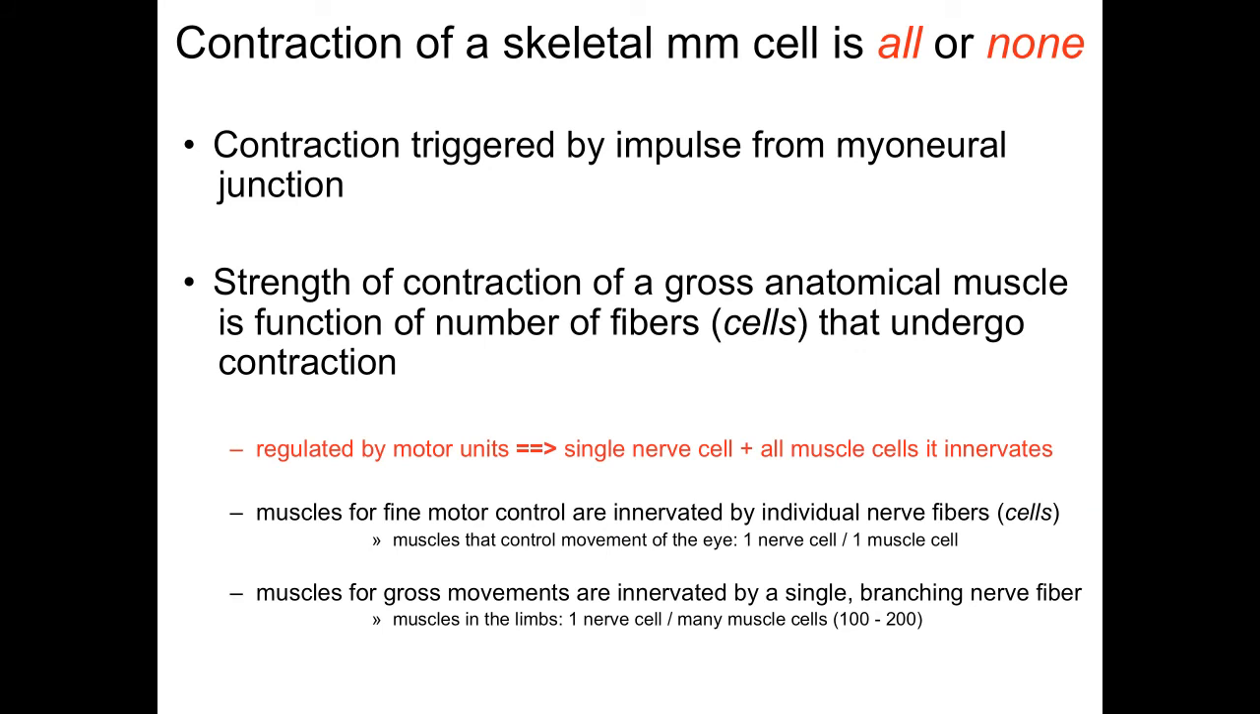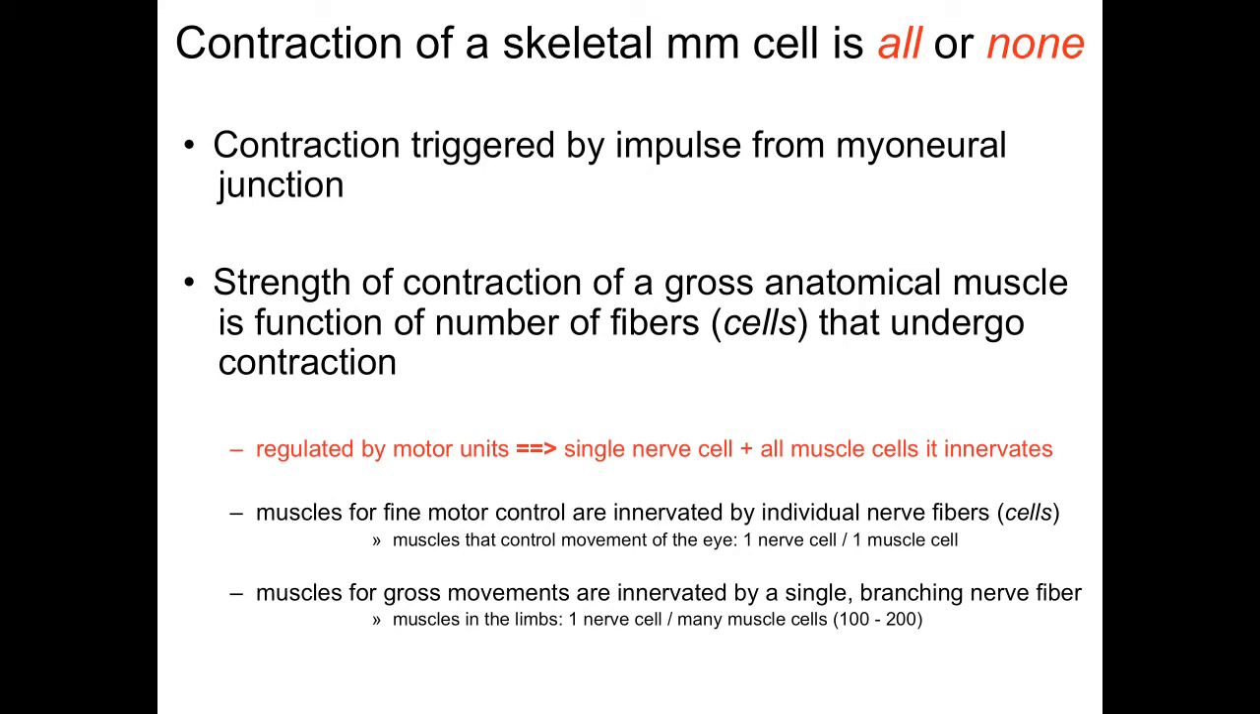Contraction of skeletal muscle is all or none. Contraction is triggered by impulses from the myoneural junction, and the strength of contraction of a gross anatomical muscle is a function of the number of muscle fibers that are contracting. Contraction is regulated by motor units, and a motor unit is a single nerve cell plus all the muscle cells that it innervates. As you might imagine, muscles for fine motor control are innervated by individual nerve cells.